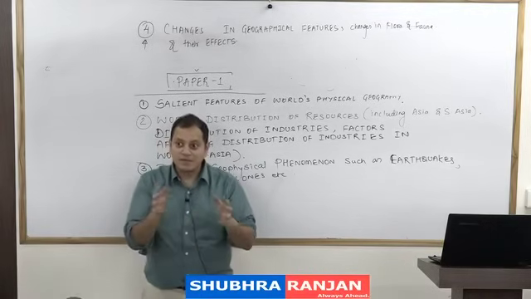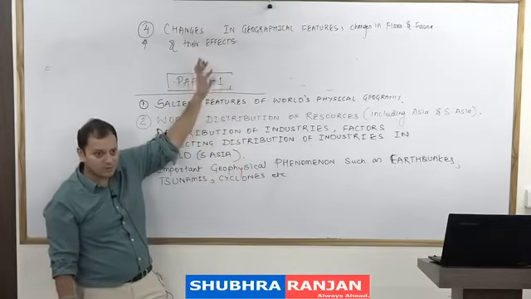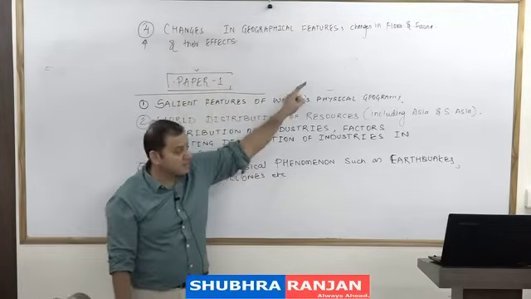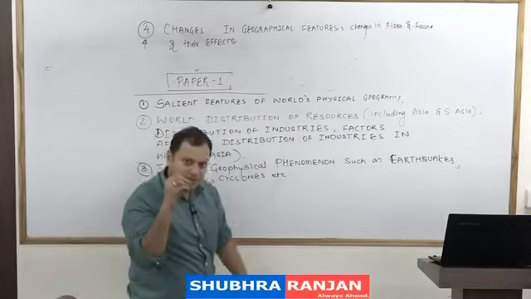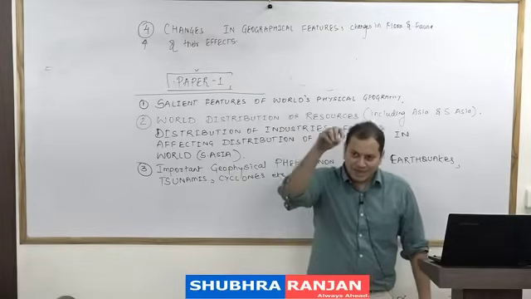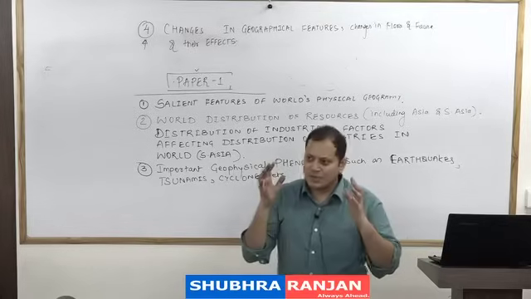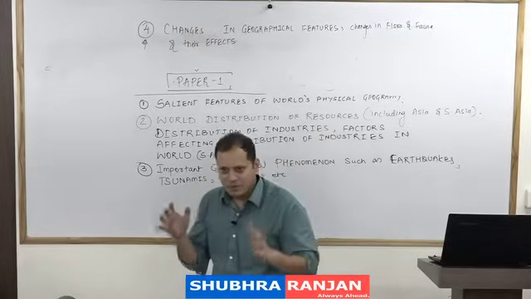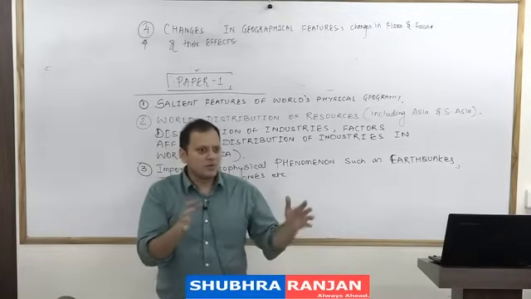So what we see: changes in the geographical features, natural as well as artificial, changes in flora and fauna and their effects. Take an example of the effect of the excess of pollution in North India, especially due to the burning of agricultural crops. In 2015 we came across the phenomenon known as the Asian brown cloud.